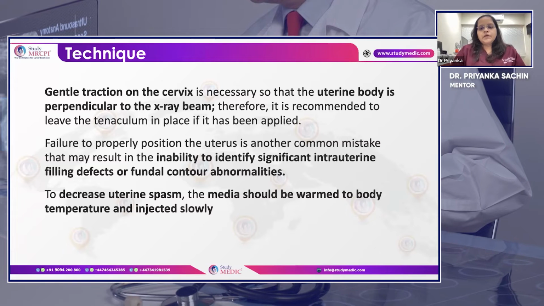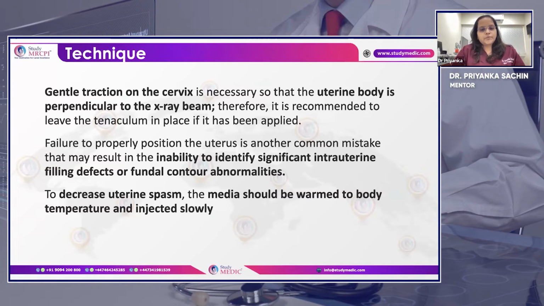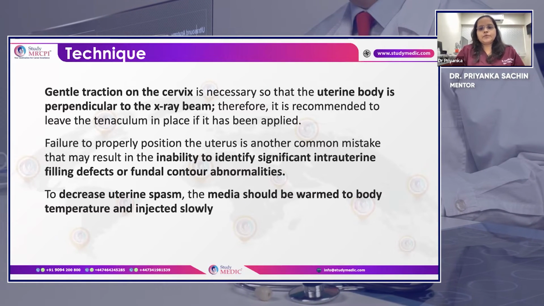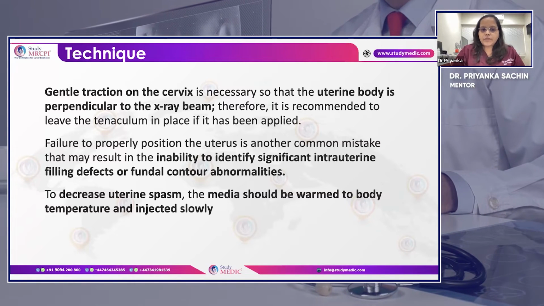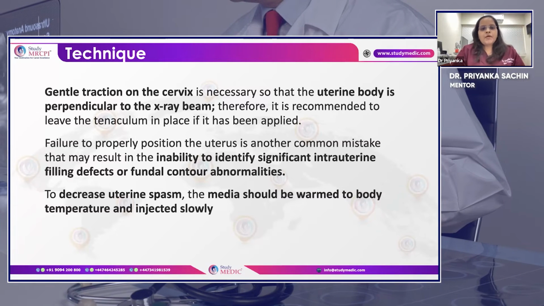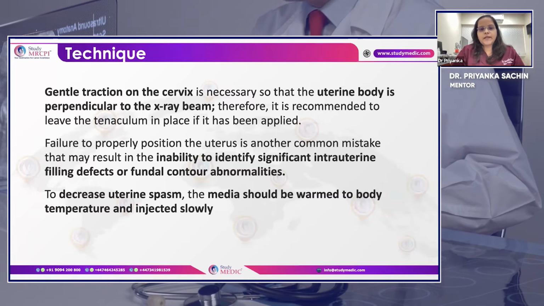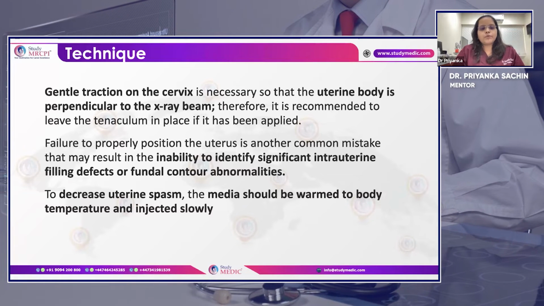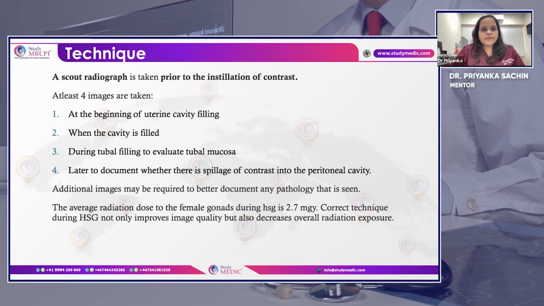It is very important to have the correct position of the uterus, because if we do not, it can lead to intrauterine filling defects, or it can miss them. If there are any fundal contour abnormalities, those will also be missed if it is not positioned correctly. Also, sometimes a uterine spasm can happen because of inserting the cannula, and that's why the recommendation is to use media warmed to body temperature and injected slowly, also to avoid vasovagal reactions.